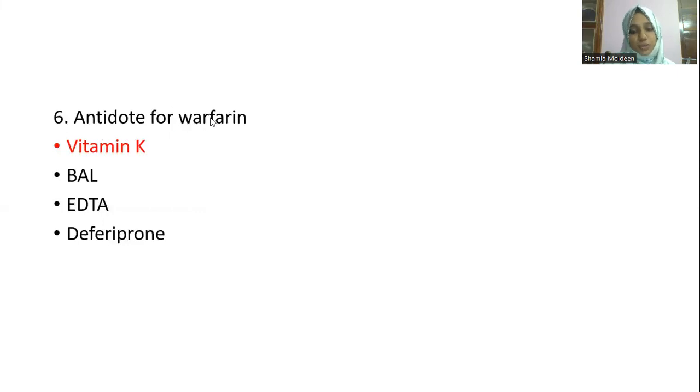Sixth one, antidote for warfarin. The options are vitamin K, BAL, EDTA, deferiprone. The answer is vitamin K. Vitamin K is used as an antidote for warfarin. BAL, or British anti-Lewisite, or dimercaprol, is used for heavy metal poisoning or mercury poisoning. EDTA is used as an antidote for lead poisoning and mercury poisoning. Deferiprone is used as an antidote for iron poisoning.